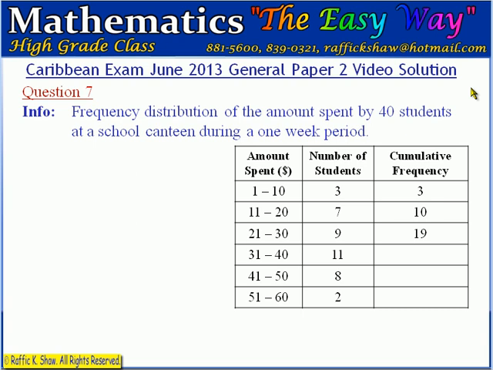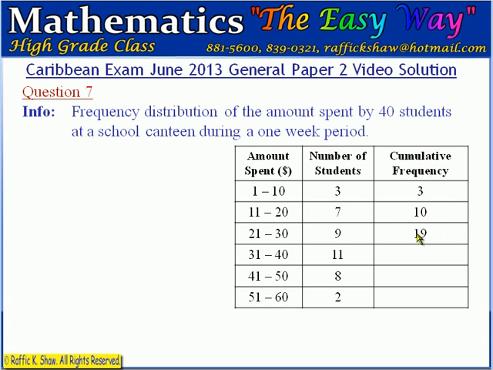We're now at question 7 of the CXC CSEC June 2013 General Paper 2 Exam Video Solution. Now this question gives us a frequency distribution of the amount spent by 40 students at a school canteen during a 1-week period. And based on the table, we see that 3 students spent between $1 and $10, 7 students spent between $11 and $20, 9 students spent between $21 and $30, 11 students spent between $31 and $40, 8 students spent between $41 and $50, and 2 students spent between $51 and $60.